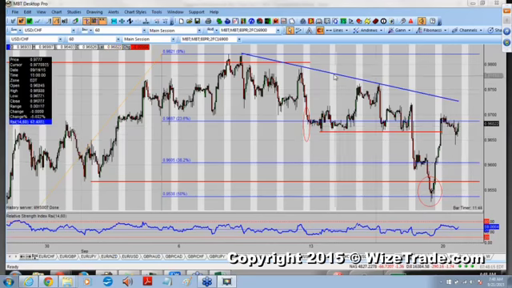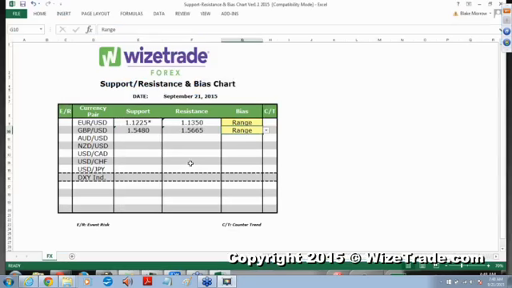So keep an eye on the Swissy. This down sloping trend line is going to be really key, and you can see where that comes in. By the time we get there, about 97.20, it's going to be really key resistance. I'm going to write that down. 97.20. We're in a range environment.